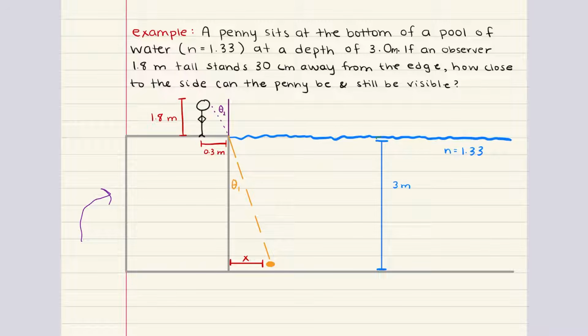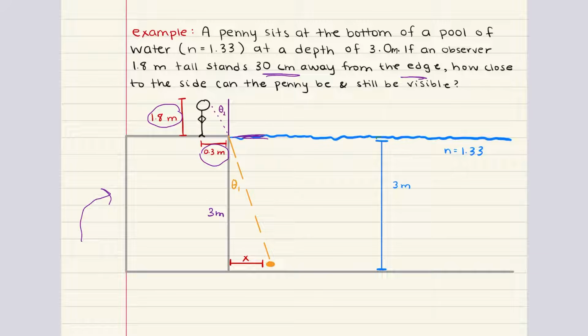We're given that the depth of the pool is 3 meters. We're told that the observer stands 1.8 meters tall. And we're also told that this observer is standing 30 centimeters away from the edge, which we're going to write as 0.3 meters to match the other units of length. From here, we have to consider that the line of sight that the observer uses to see the penny bends at the water surface due to refraction.